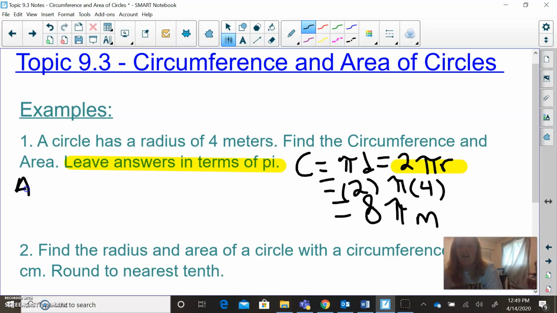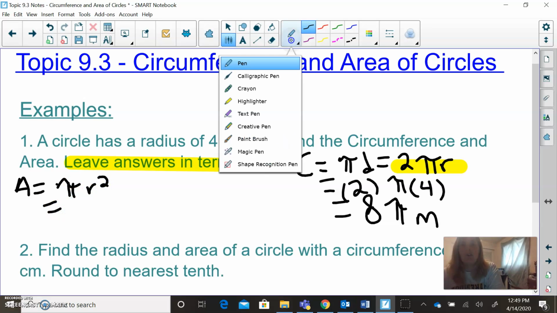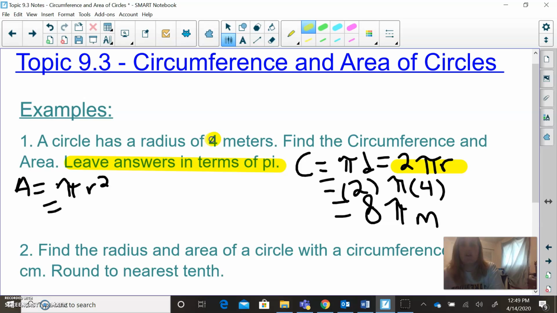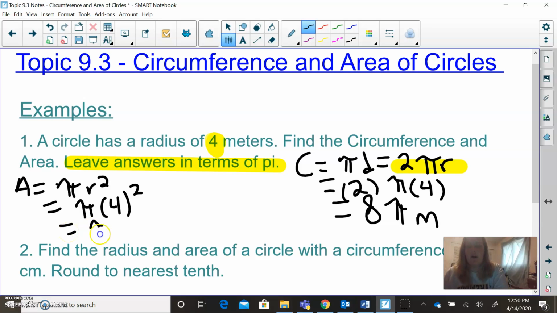So area is equal to pi r squared. Now our radius is 4. That's up here and that's right here. Our radius is 4. So we've got pi times 4 squared. So this is equal to pi, and 4 squared is 16.